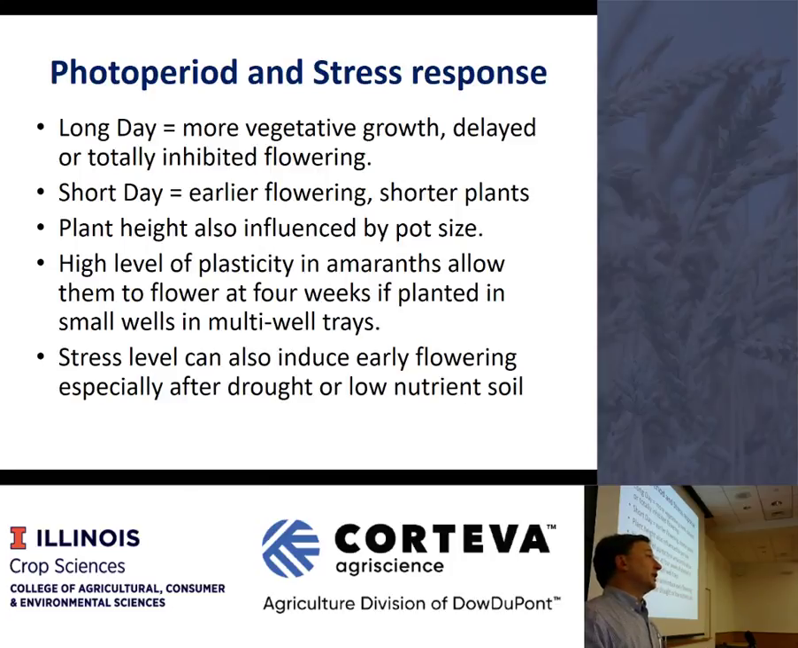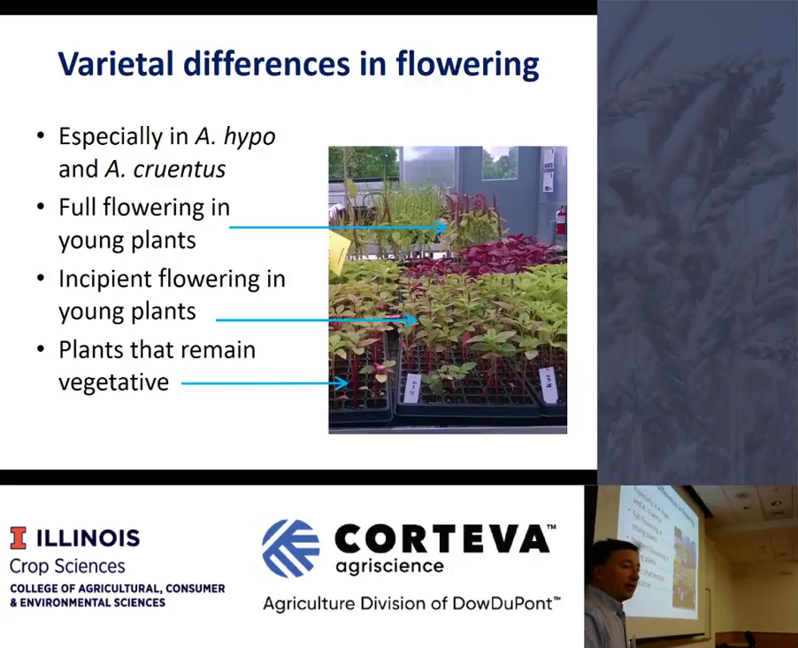So we find that many of the cultivated amaranths do need relatively rich soils. That's how they're grown in their homeland. So those varietal differences in flowering, you can just start to see here that these are predominantly Hypochondriacus and Cruentus amaranths, and you get some full flowering in young plants, some incipient flowering, and plants that remain vegetative when they've been grown in the spring greenhouse to be transplanted outside. And all of them can do pretty well outside. Even the ones that flower early will send up side shoots, and they'll flower like a normal vigorous plant.